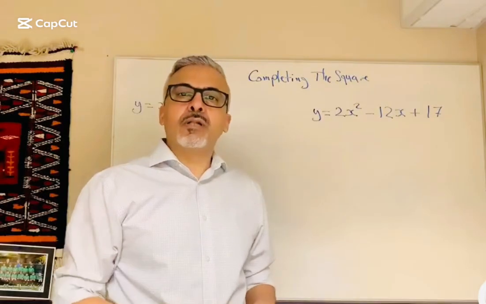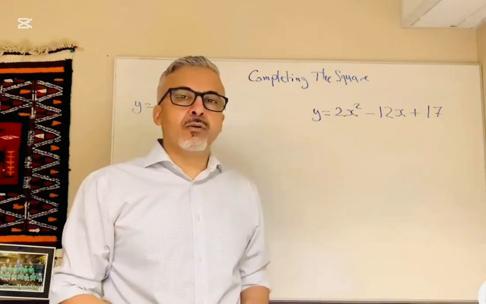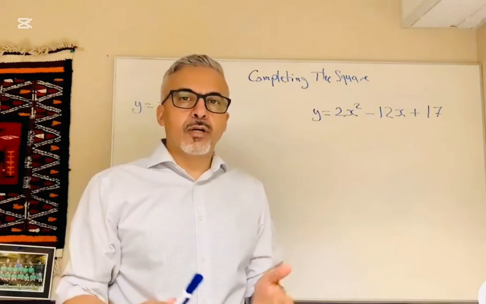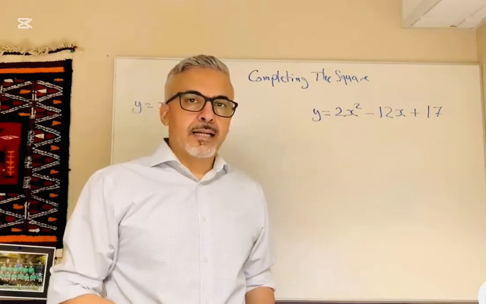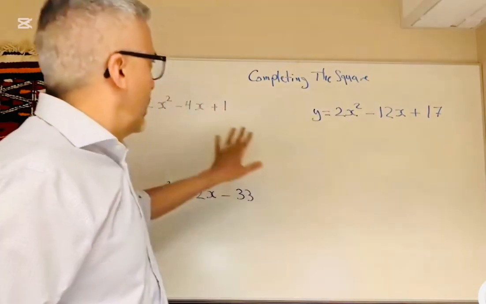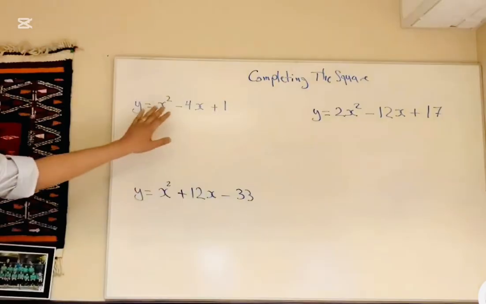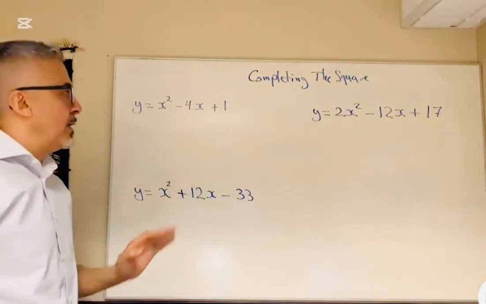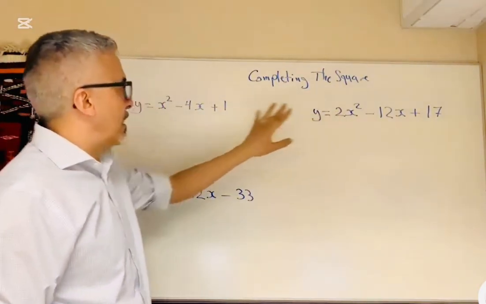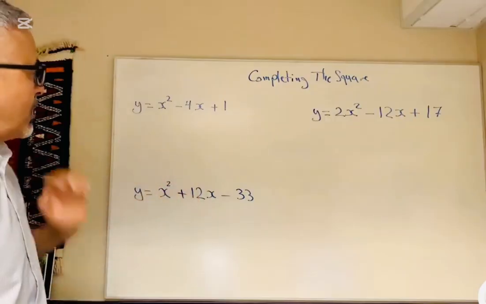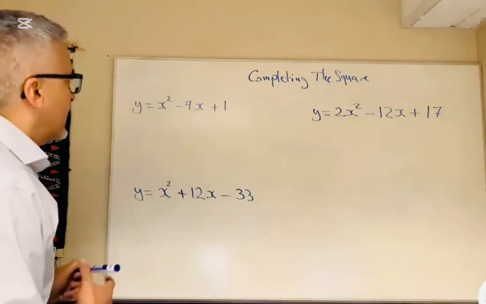Completing the square doesn't have to be long or messy. You don't need to add and subtract every time. Watch this trick. So we'll start with this one right here. We have y equals x squared minus 4x plus 1. We know when we don't have a coefficient, completing the square is definitely easier. So I'm going to show you this method.